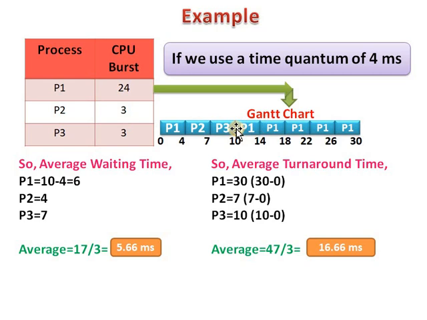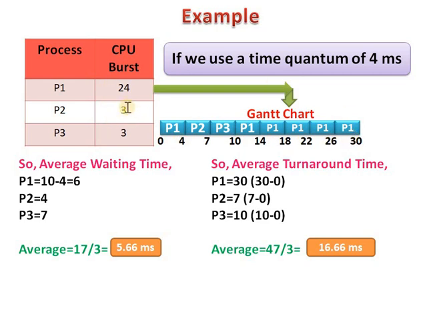After execution of process P3, again the P1 process is taken for execution. P1 is executed for 4 milliseconds because our time quantum is 4 milliseconds. So from 10 to 14, P1 is executed. After that, again for 4 milliseconds P1 is executed, and again 4 milliseconds, until the execution of process P1 is complete.